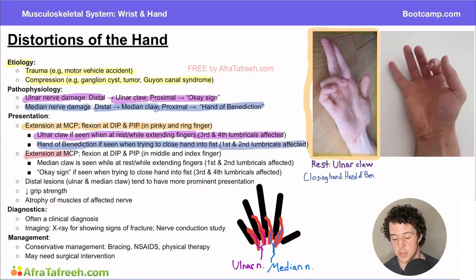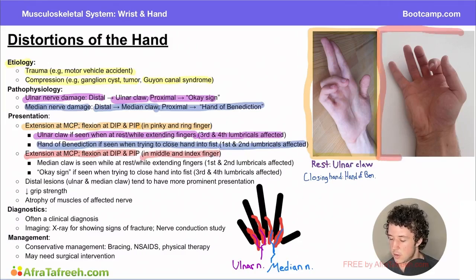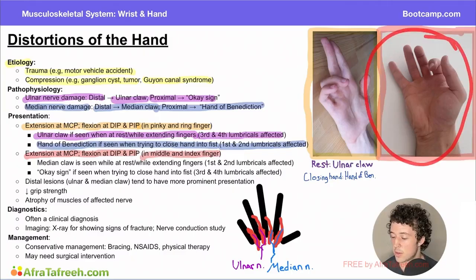If we have extension at the MCP, flexion at the DIP in the middle and index finger. So that's what we see in this image here. So again, let's assume our patient comes in with their hand like this.